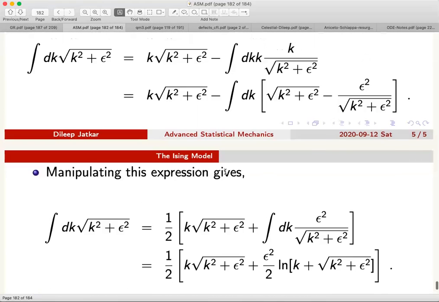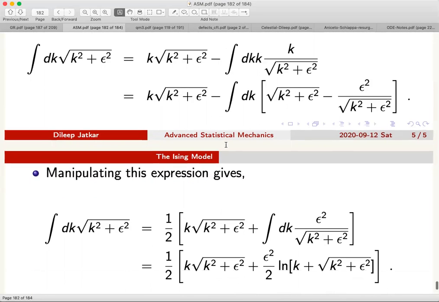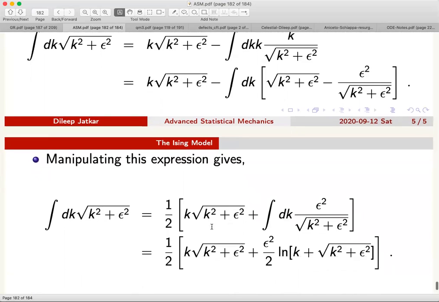All I have done is that I've used this middle term with a minus sign to be the same as the left hand side. So when you take it on the other side, it just doubles. Good. So the first term is of course as it is. This quantity can be integrated, and you can check this integral that it is given by epsilon squared by 2 times log of k plus square root of k squared plus epsilon squared.